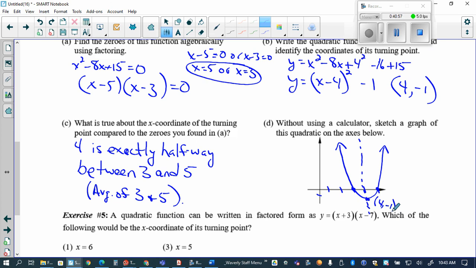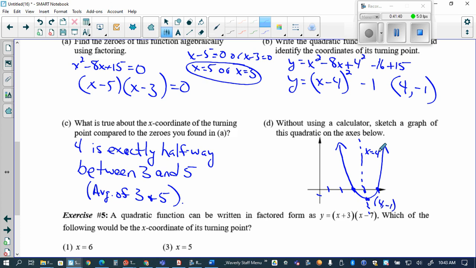Well, x equals 4. Yes. What axis does it cut through, y or x? And where does it cut it? At 4. So if you know what the roots are, how can you find where that axis of symmetry is? The axis of symmetry is exactly halfway between the roots, or it's the average of the roots.